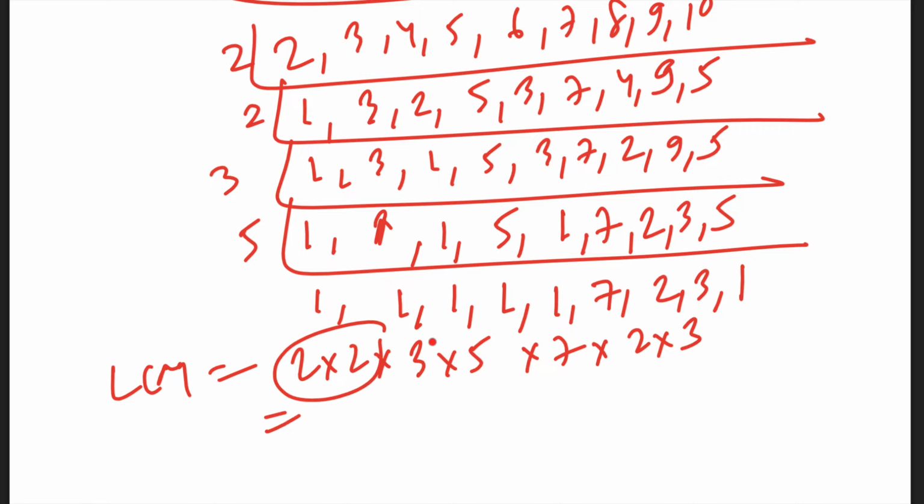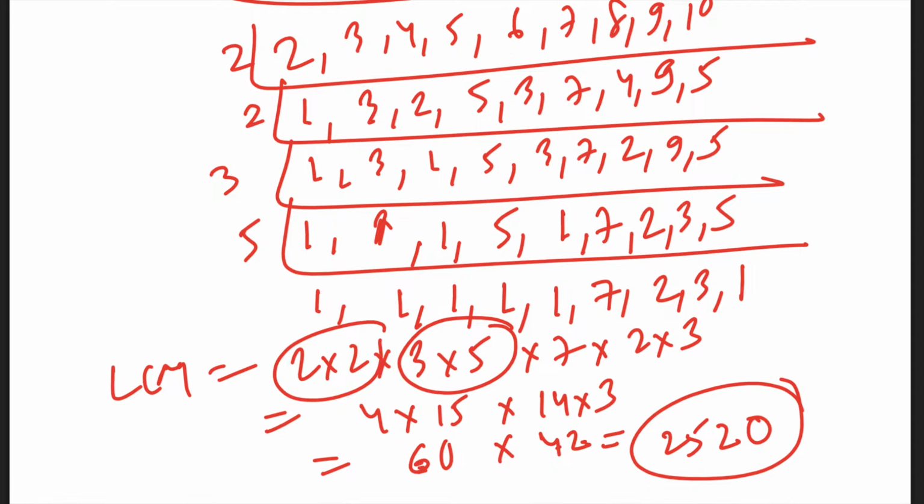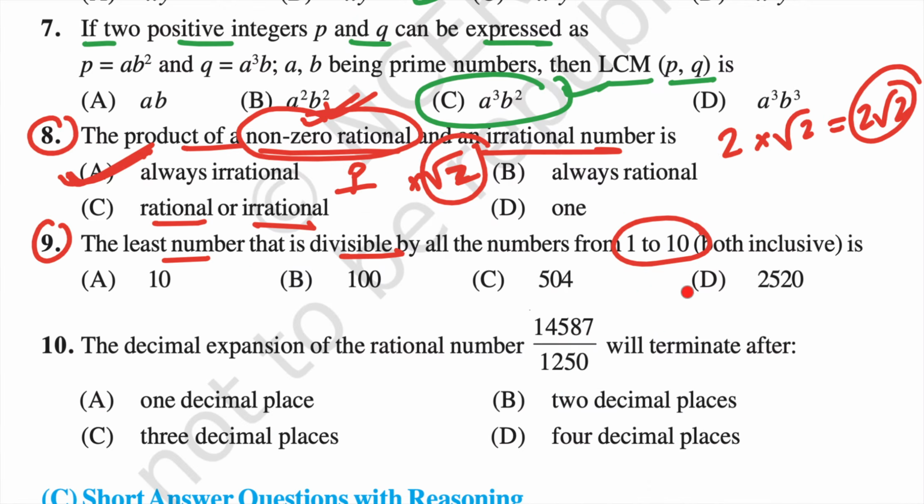So it becomes 4 into 15 into 14 into 3, so it becomes 60, and this becomes 56, not 56, we got 42, my bad. Okay, we got 42, so this 0 will come at the end. 6 times 2 is 12, and 6 times 4 is 24, so 2520. Let's see, do we have this option? 2520, yeah, we got the option.